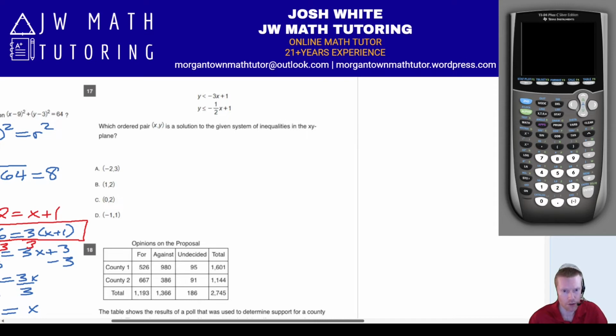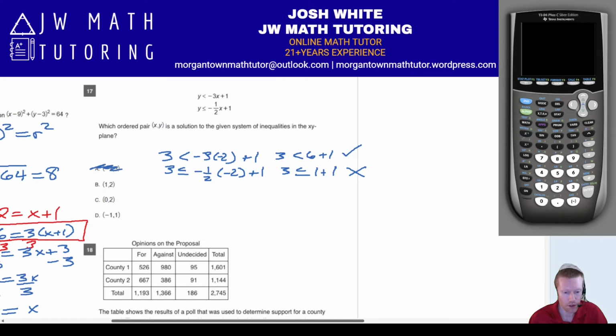So for example, answer choice A, negative 2, 3. We go ahead in the first one and we plug that in, we would get 3 is less than negative 3 times negative 2 plus 1. So we get 3 is less than 6 plus 1. That is correct, so that checks. But then let's check in the second one. 3 is less than or equal to negative 1/2 times negative 2 plus 1. So we get 3 is less than or equal to 1 plus 1, since negative 1/2 times negative 2 is just 1. That is not correct because 3 is not less than or equal to 2. So we could go ahead and cross it out.